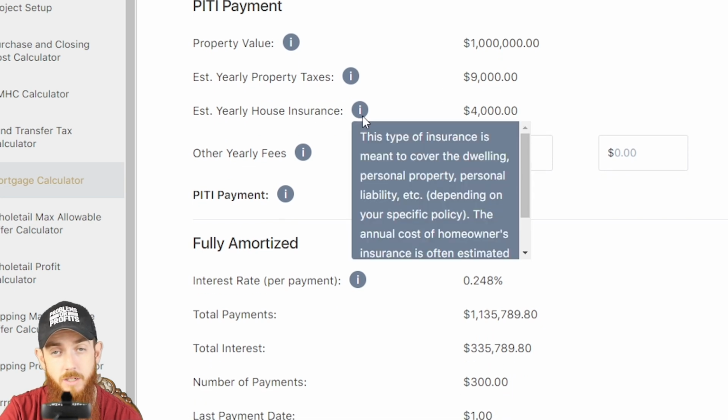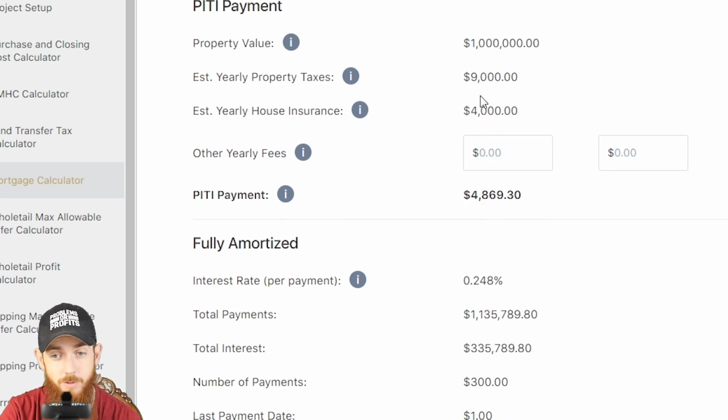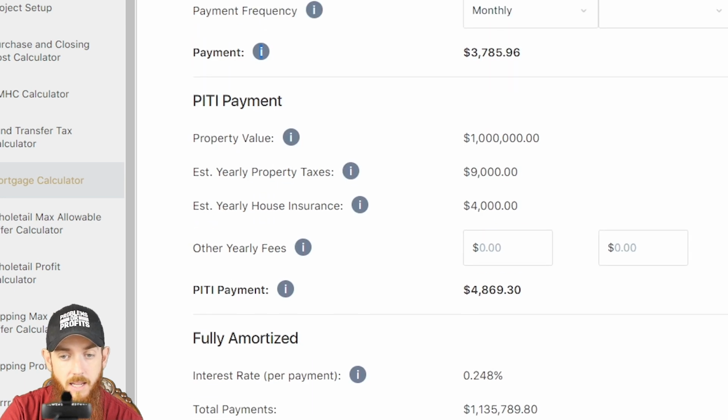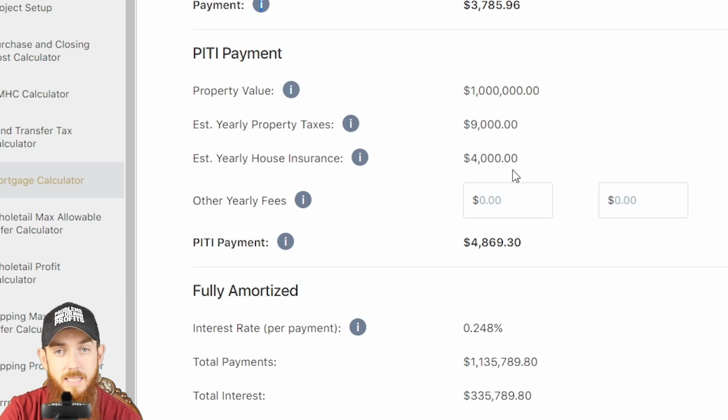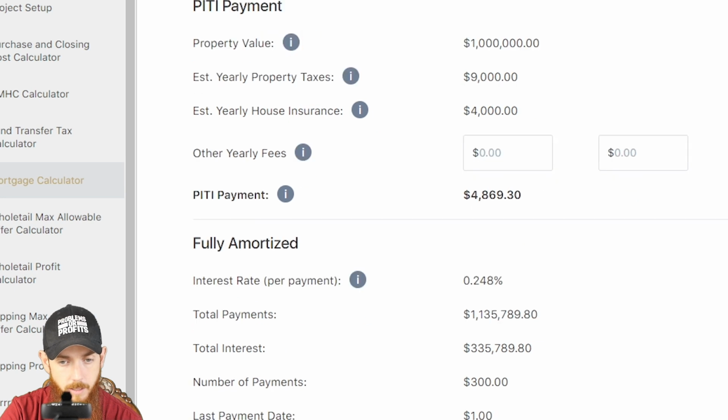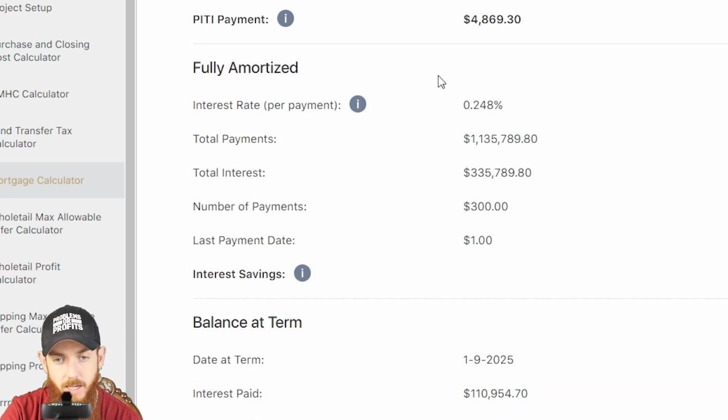Same with house insurance. You should always reach out and talk to an insurance broker or an insurance agent, get an exact quote and lock that in so you know exactly what to expect. But again, if you're brand new to the game, this will at least help you get started with some ballpark numbers. And then we're going to have our fully amortized breakdown here.